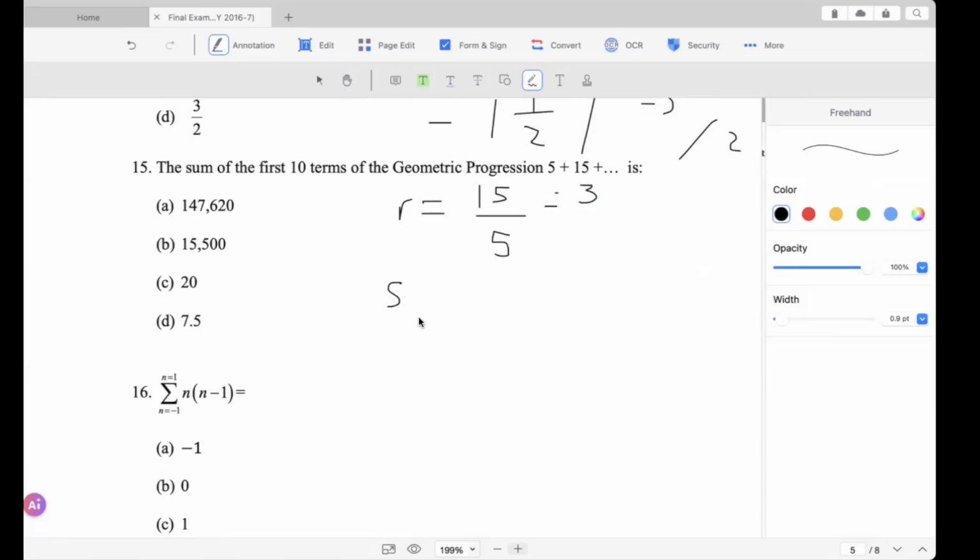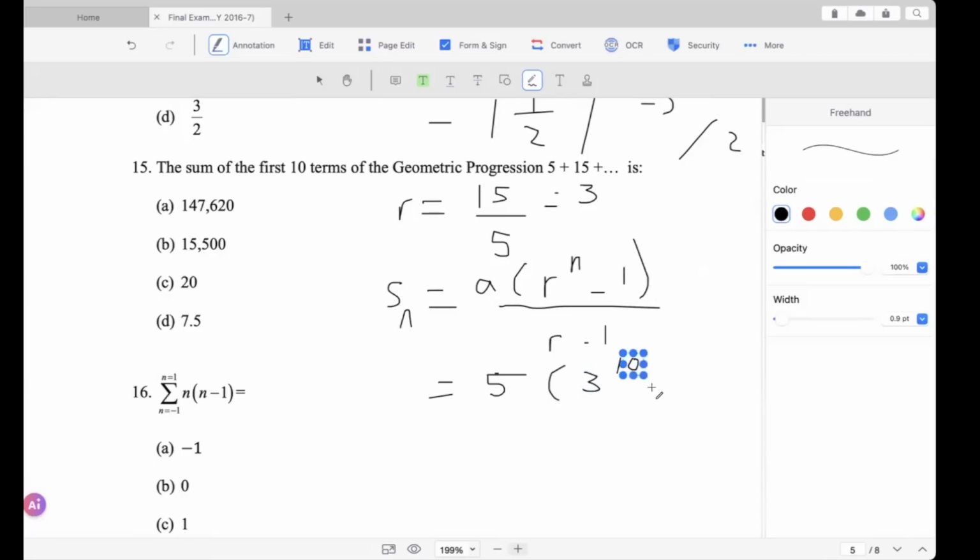So Sn is equal to a open bracket, r to the n minus 1, over r minus 1. So a is the first term, so that's 5. And then we have r, which we found to be 3. It's the first 10 terms, so n is equal to 10, minus 1 over r again, so that's 3 take away 1. Now the numerator you can enter in your calculator.